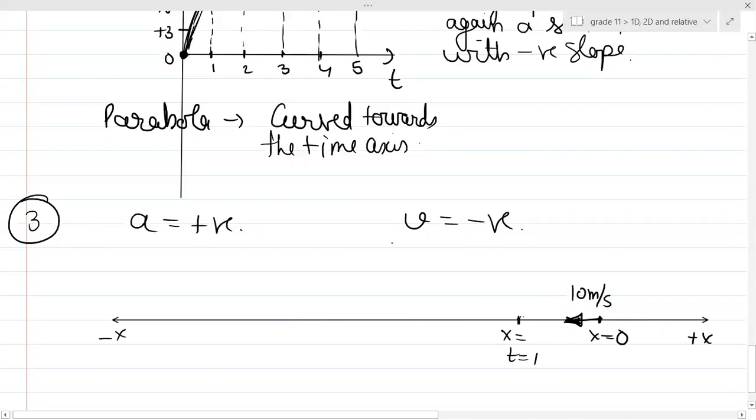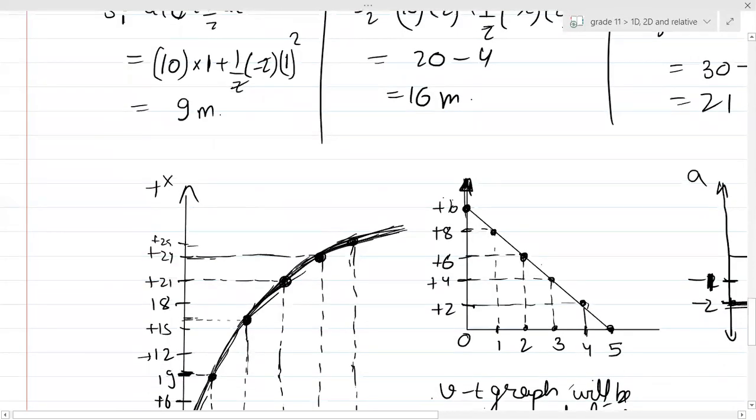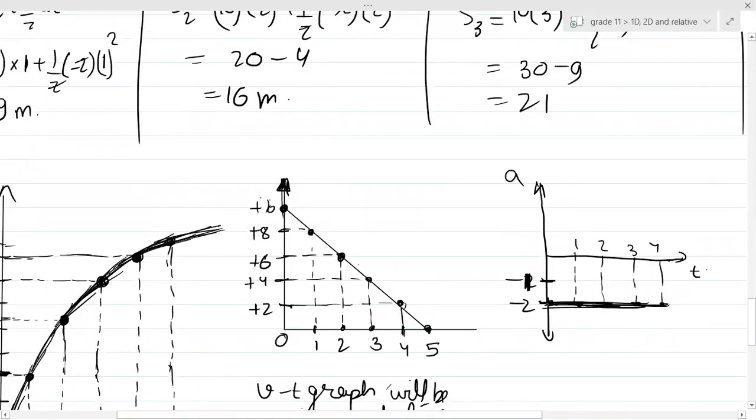Can you see, it's downwards. This is the origin and this is in the fourth quadrant. Note for it: acceleration negative, straight line parallel to time axis again.